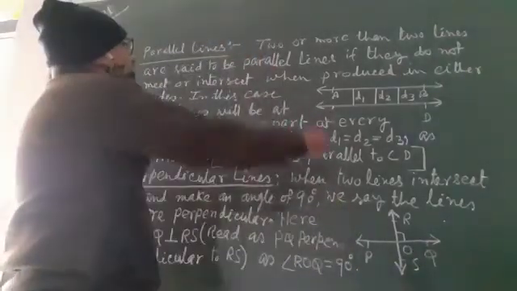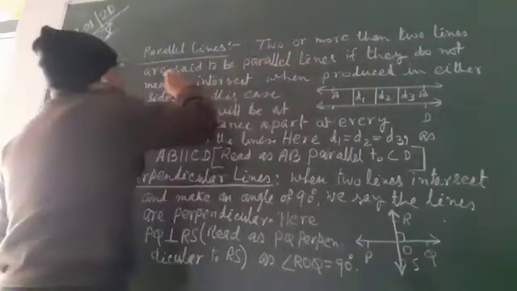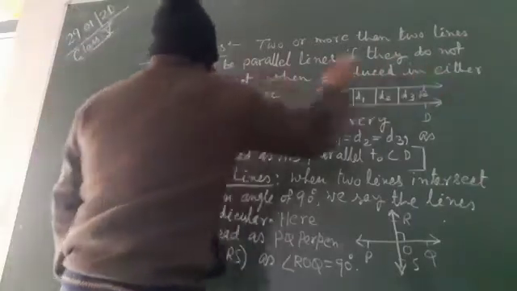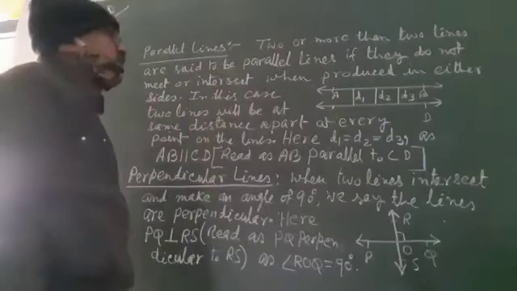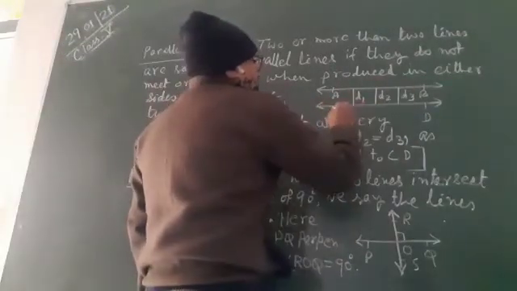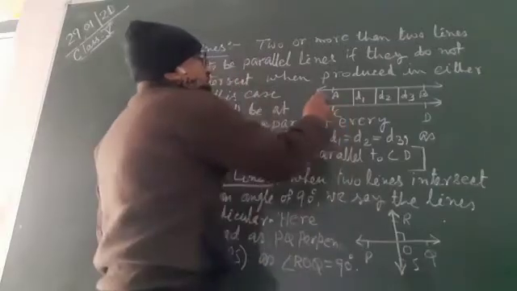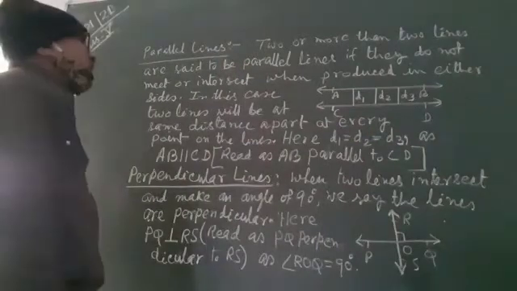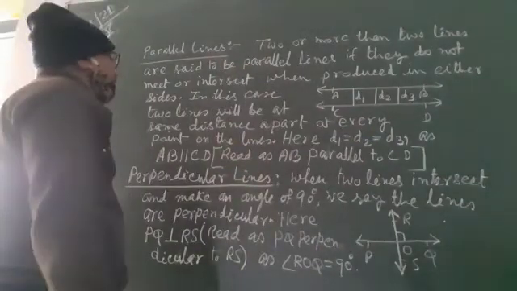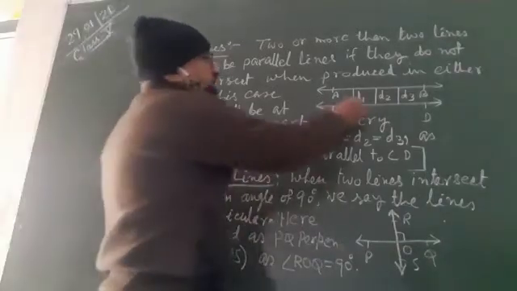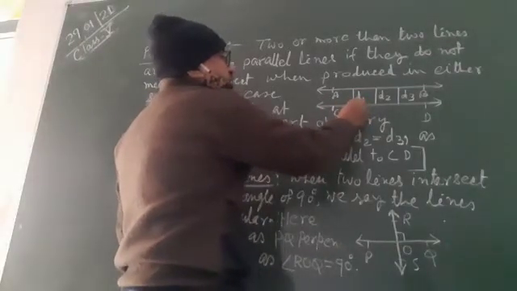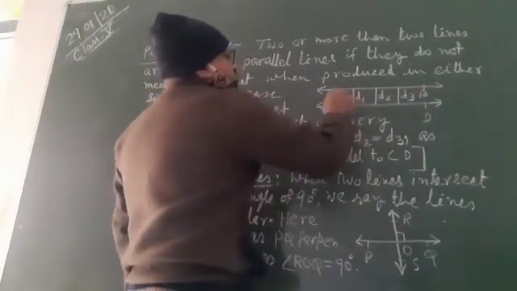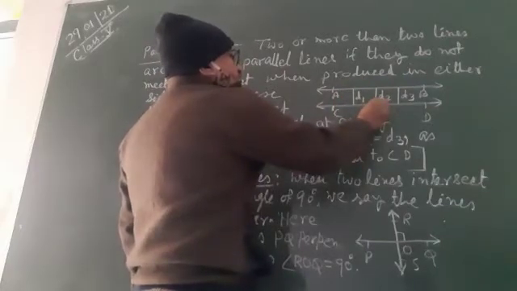Let us see. I have written here, two or more than two lines are said to be parallel lines if they do not meet or intersect when produced on either side of the line. Let us take two lines AB and CD. These two lines are parallel because they are at the same distance apart at every point. Suppose this is a point on the line CD, and if you draw the perpendicular distance between these two lines, you will get D1 at the point here.